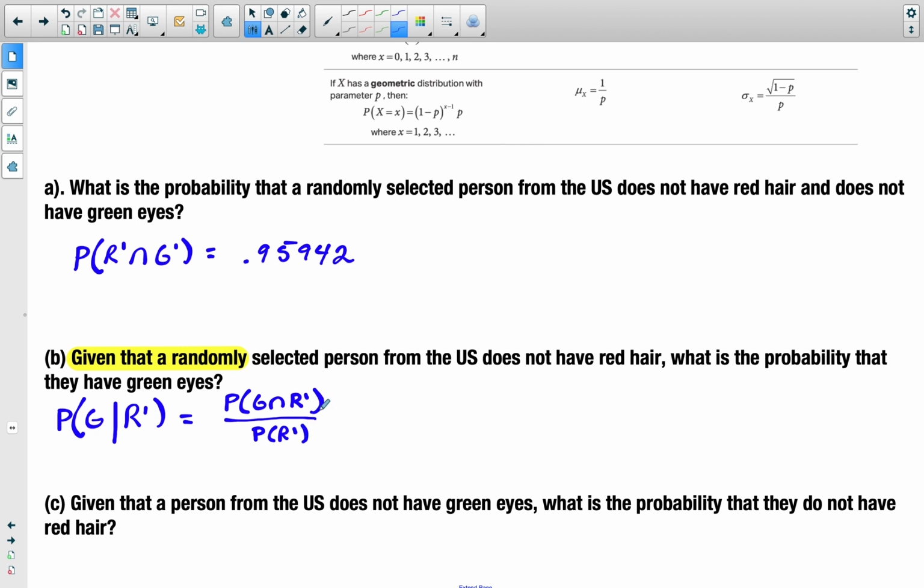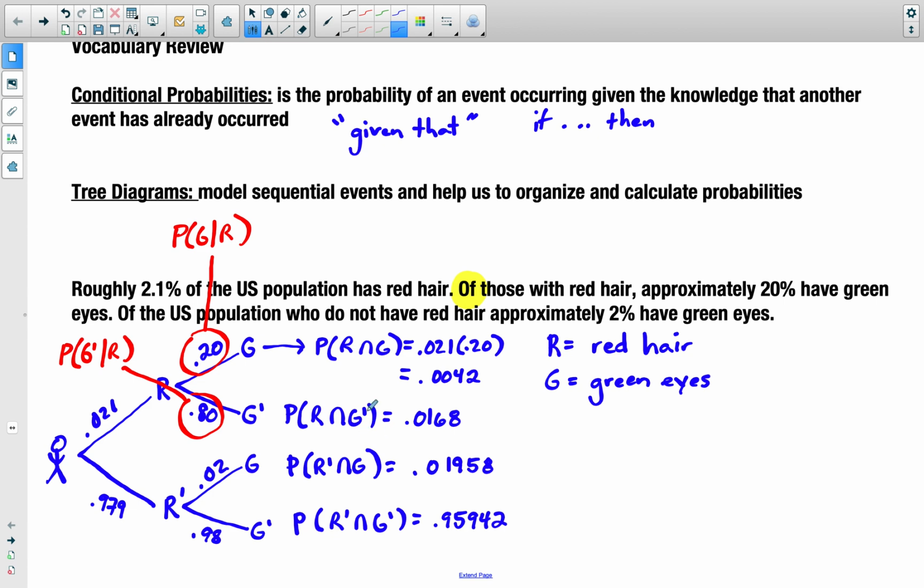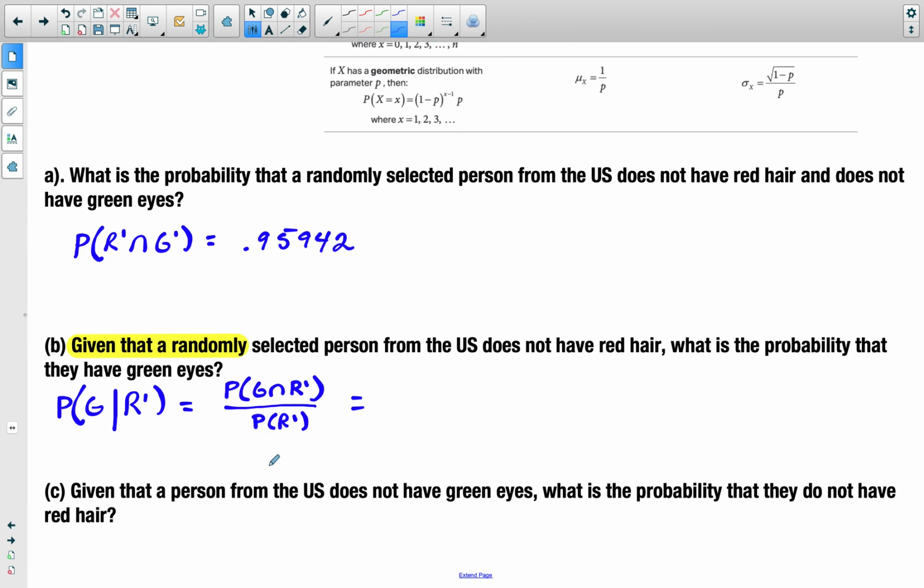Okay, so I go back to G and R prime. G and R prime, there it is right here. It doesn't matter which order it's in, so it's 0.01958, and then R prime is 0.979. So I have all the pieces I need already calculated for me. I divide those and I get 0.02, so there's a 2% chance that, given the knowledge they do not have red hair, the probability they have green eyes.